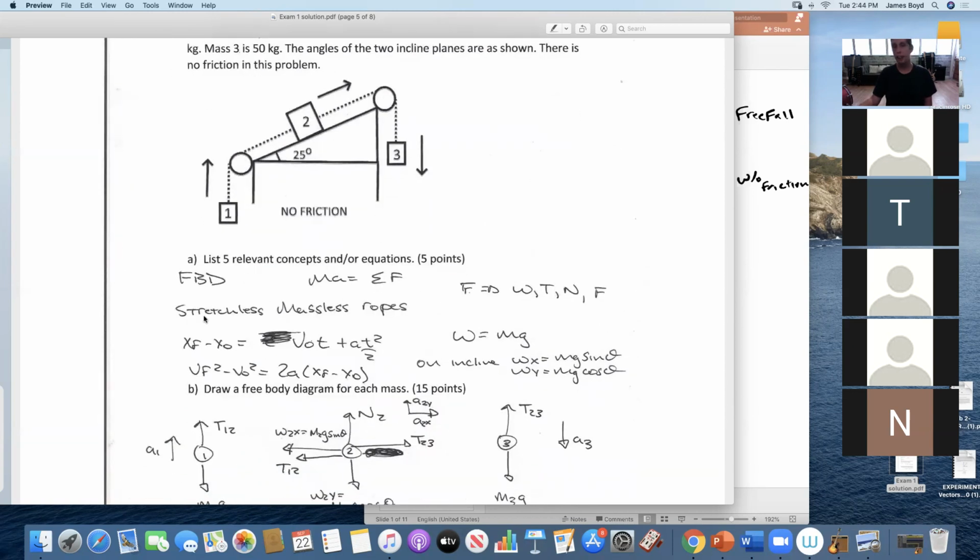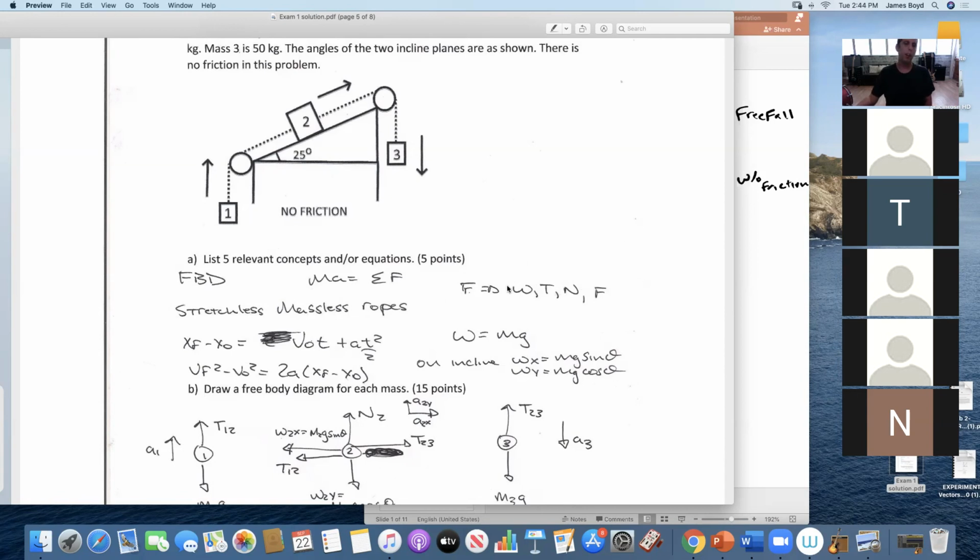Concepts, I listed everything I could think of. Free body diagram. Mass is the sum of the forces. Stretchless, massless ropes. The constant acceleration equations. On the incline, the weight in the x is mg sine, weight in the y is mg cos. We'll talk about that in a minute. Weight is mg, and then the different forces we can have: weight, tension, normal force, friction, or weird other forces.